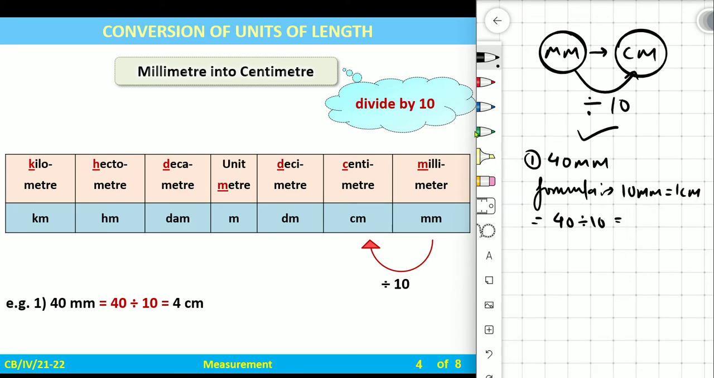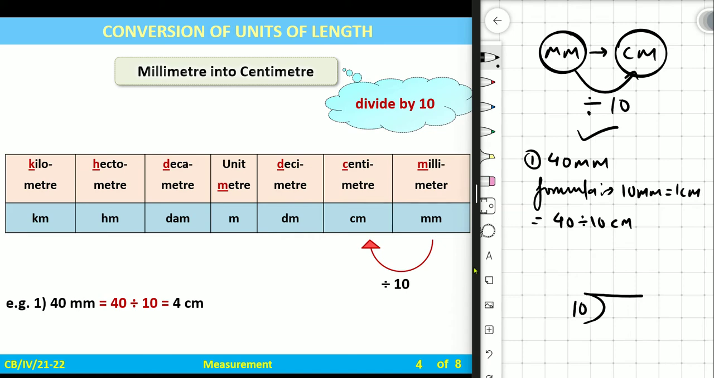It will get converted into centimeter, not millimeter actually, pardon me, if we divide it. But how to divide it? Many of us don't know the division. So let's see. This number 40 must be put here. It is called the dividend, and this is called the divisor.